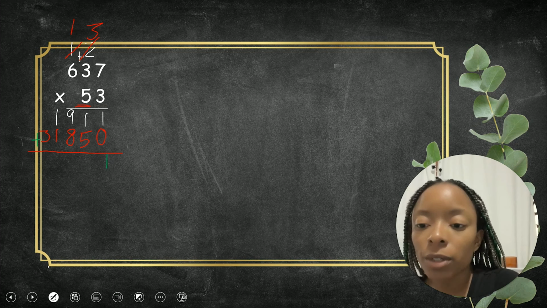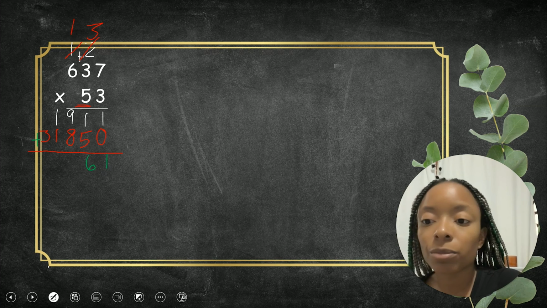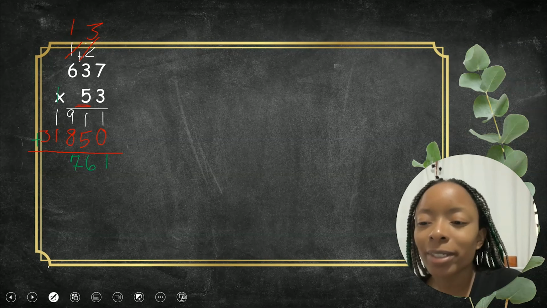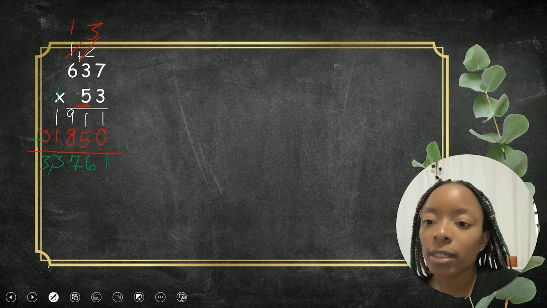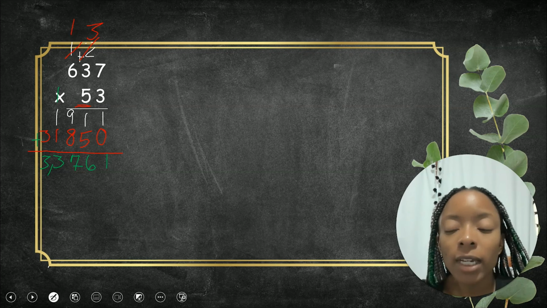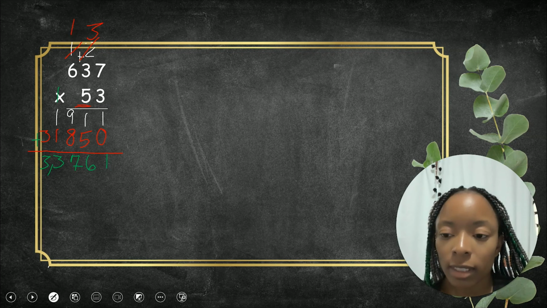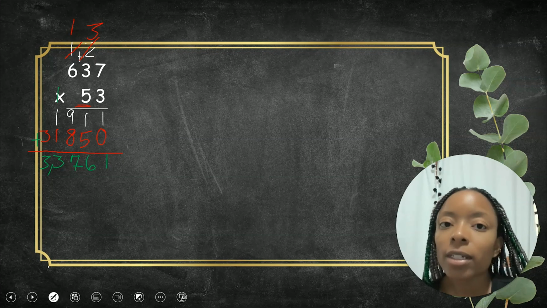1 plus 0 is 1. 1 plus 5 is 6. 9 plus 8 is 17. We regroup the 1. 1 plus 1 plus 1 is 3. And 3 plus nothing is 3. So we know 637 times 53 is 33,761.